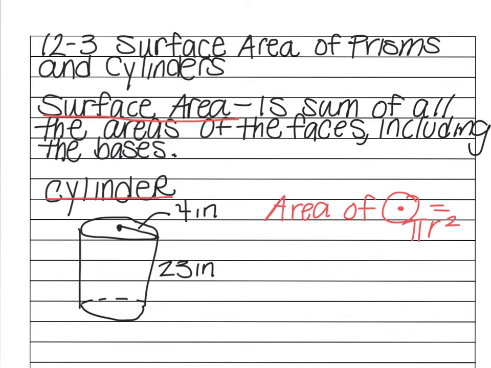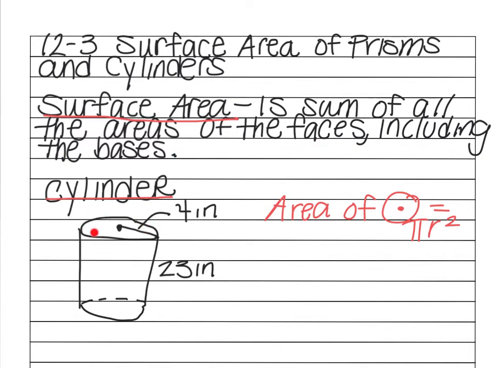Today we are doing 12.3, surface area of prisms and cylinders. When we talk about surface area, we're thinking of the area around the object. If you were going to take wrapping paper and wrap, let's say, a box, which is a square prism, the surface area would be how much wrapping paper you needed to cover the entire box and all of its sides. So the surface area is the sum of all the areas of the faces, including the bases.